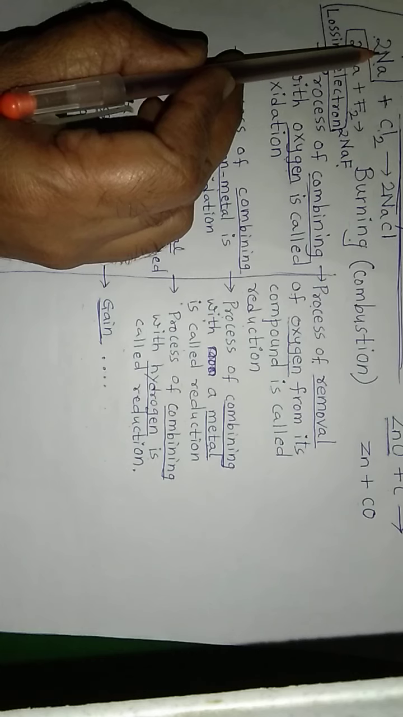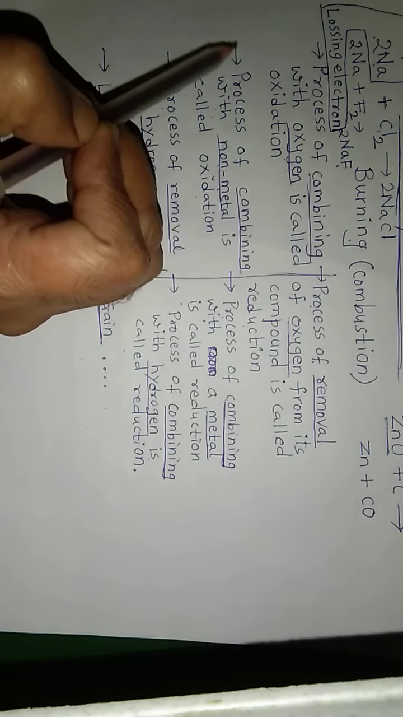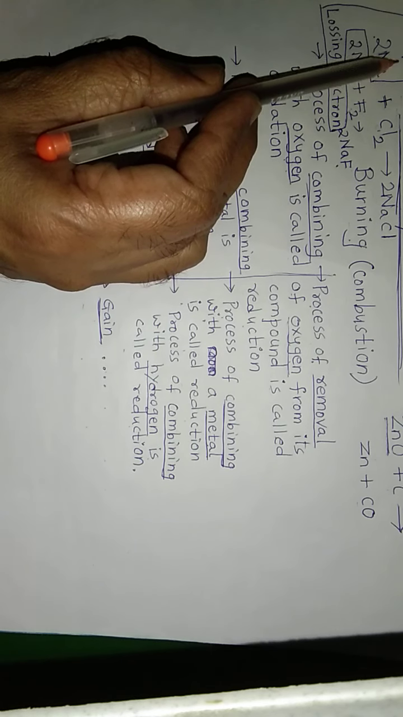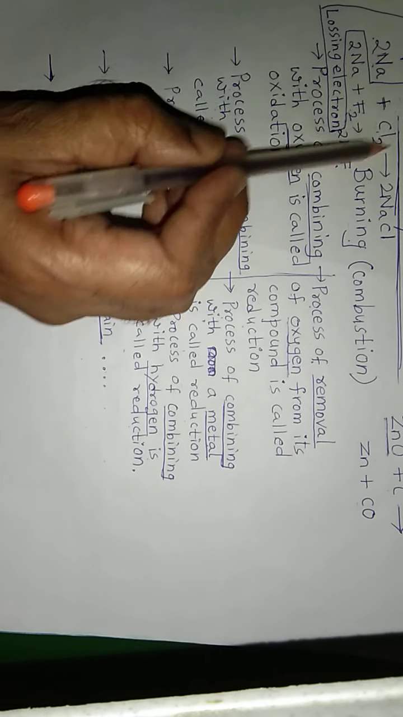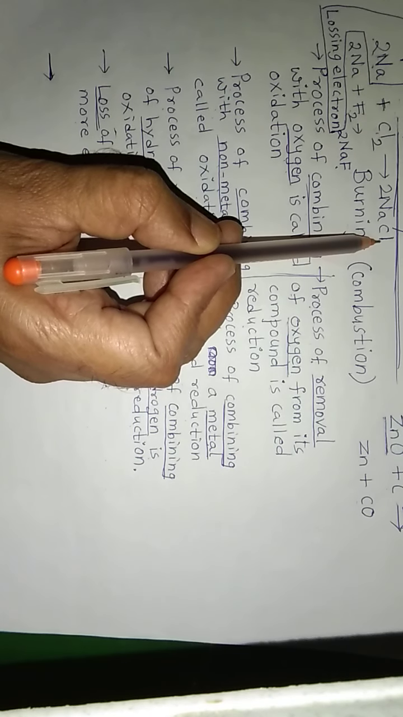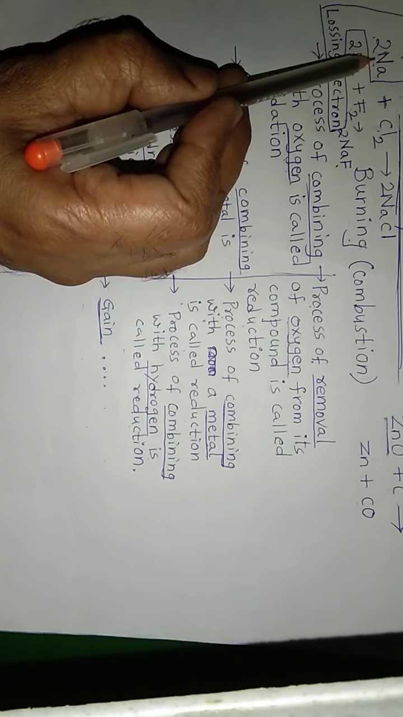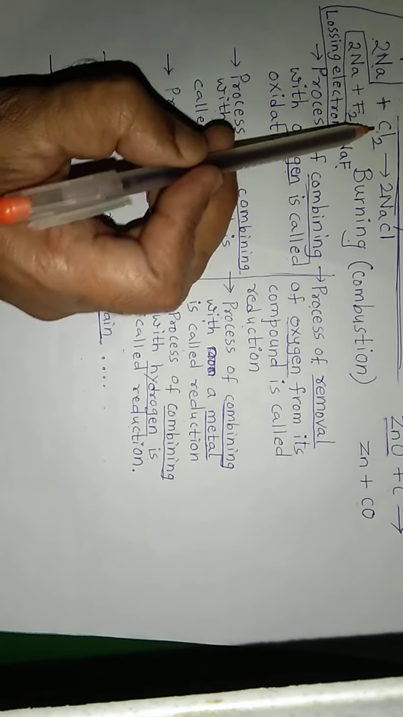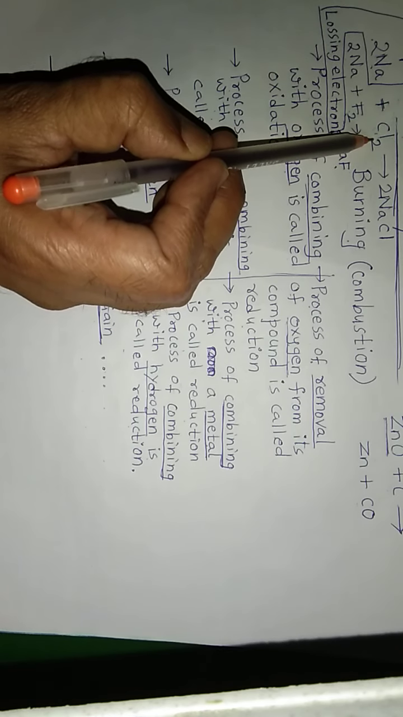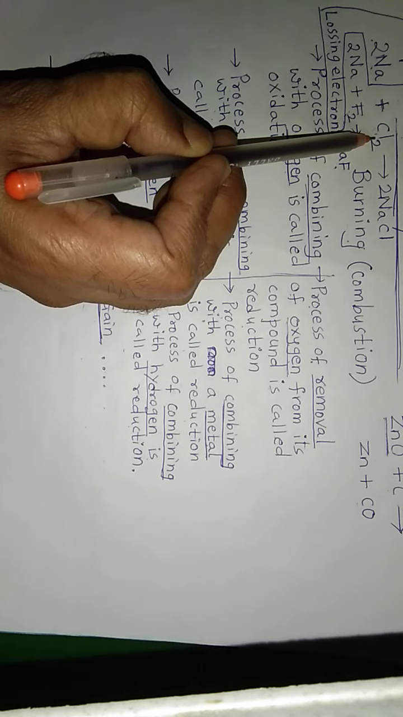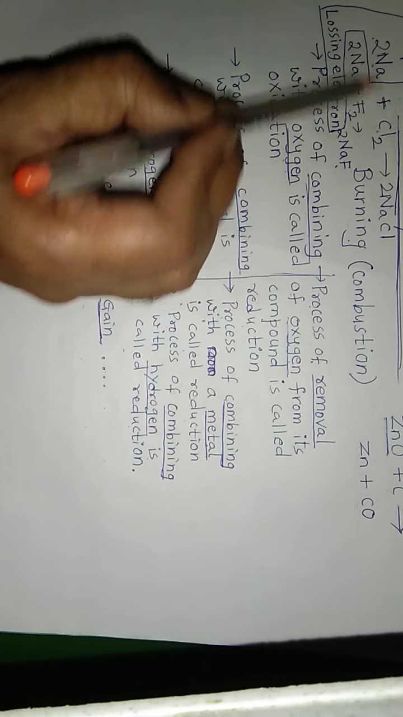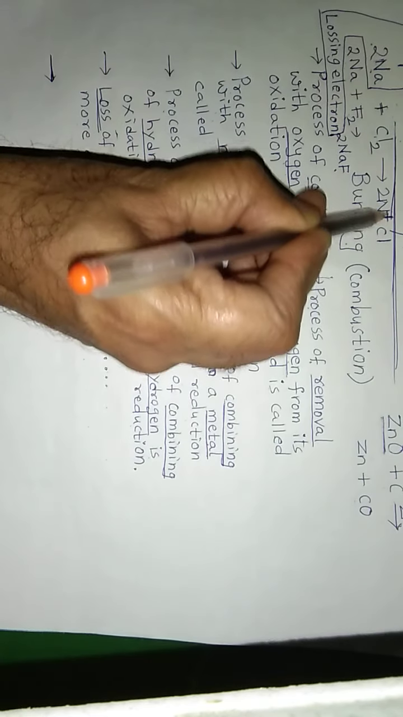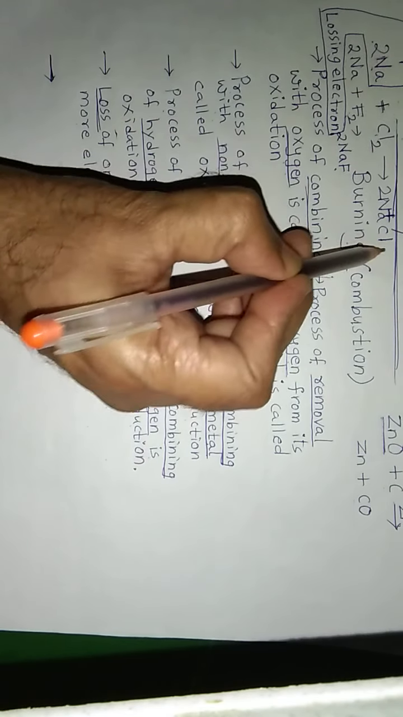Once again, look at this particular reaction. What is actually happening in this reaction? Sodium is combining with chlorine to form sodium chloride. Sodium alone has no charge. Similarly, chlorine alone has no charge, but after transfer of electrons, sodium will acquire positive charge and chlorine will acquire negative charge.